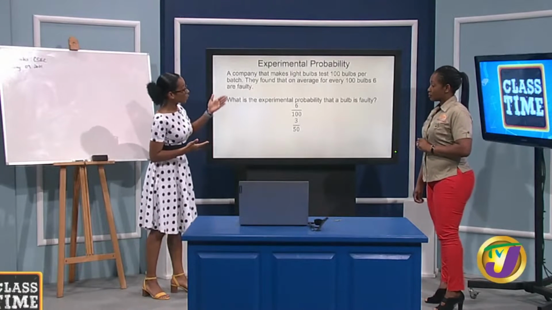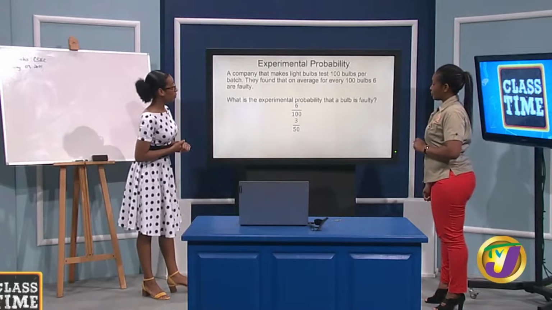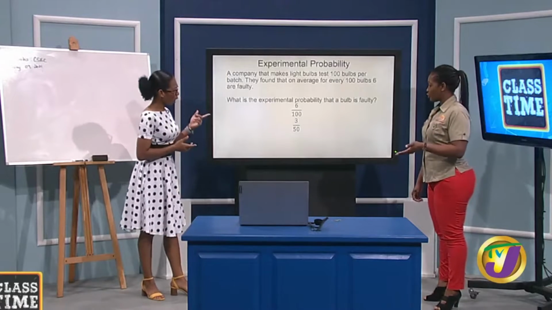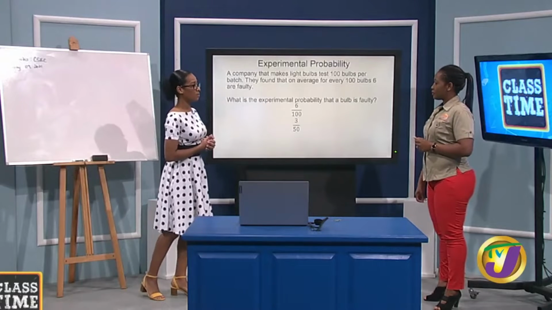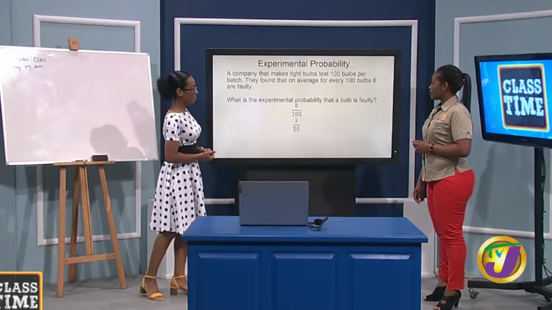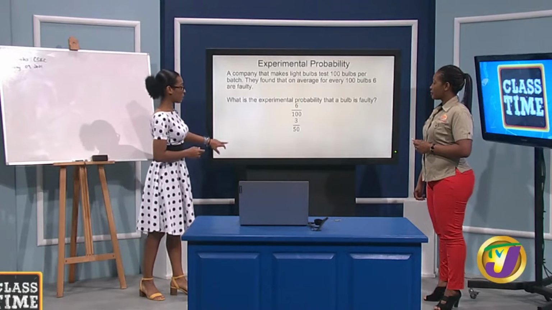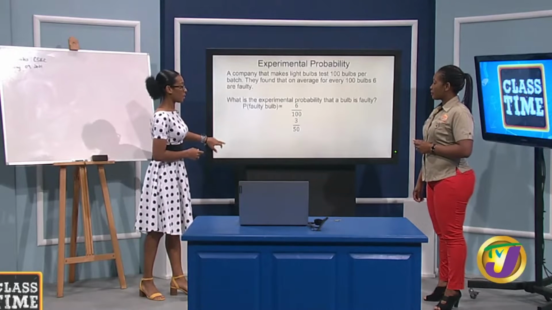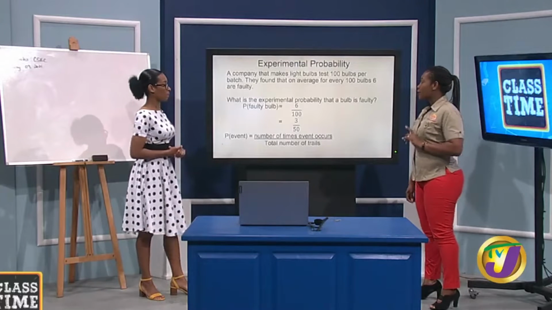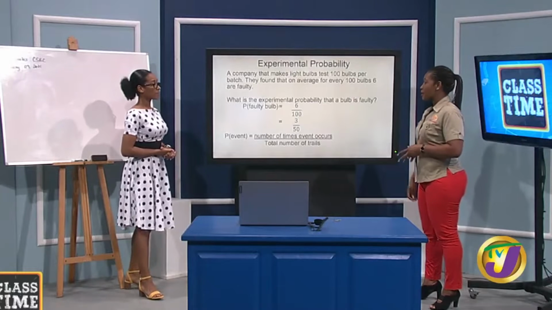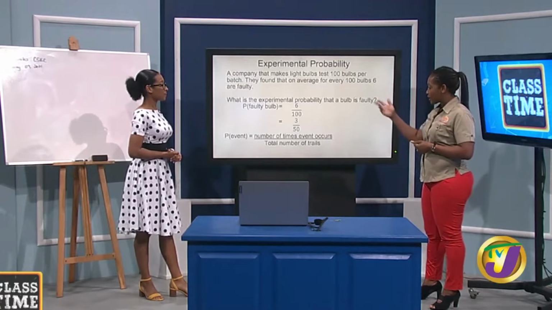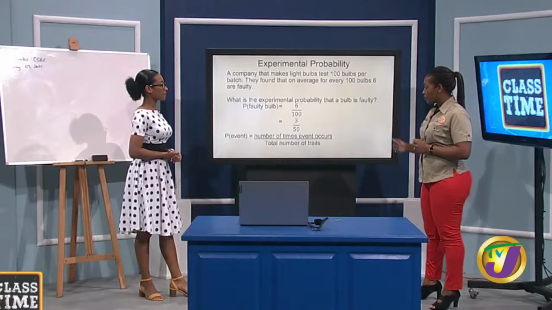So here we were told that for every 100 bulbs, 6 are faulty. So we knew it would be 6 out of the 100, because the 100 would have been our total possible outcomes here. And when we simplify our 6 out of 100, we would arrive at 3 out of 50. So the experimental probability for faulty bulbs out of a batch of 100 is 6/100, and simplified, factorizing by 2, we get 3/50.